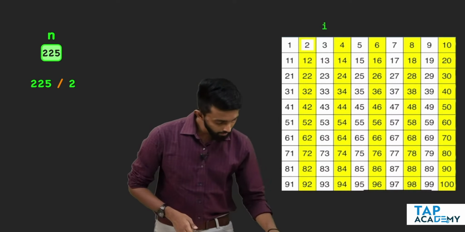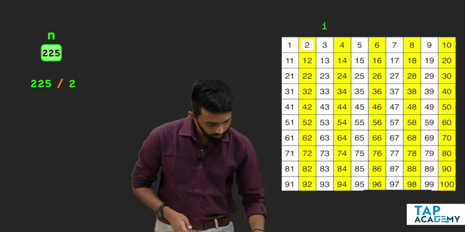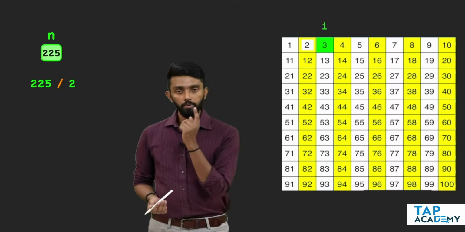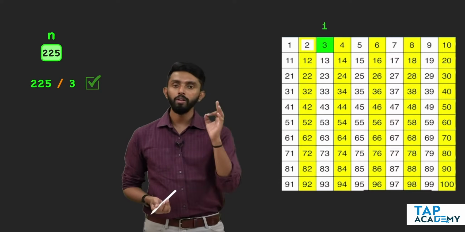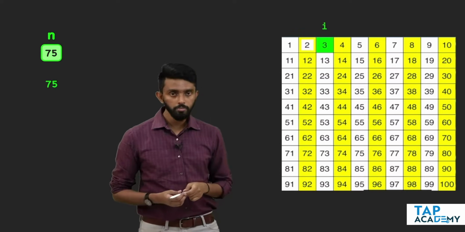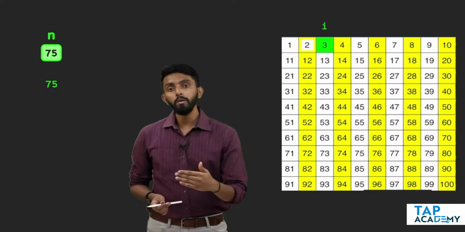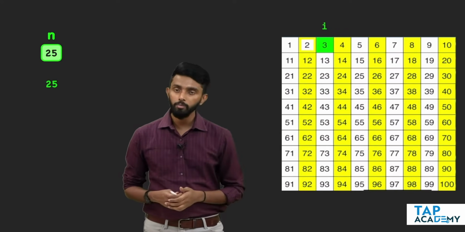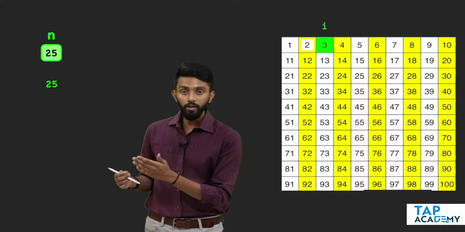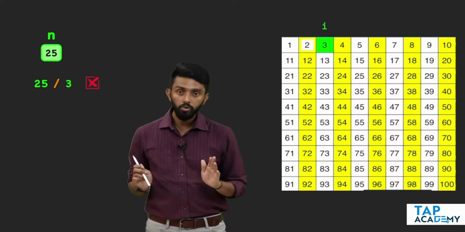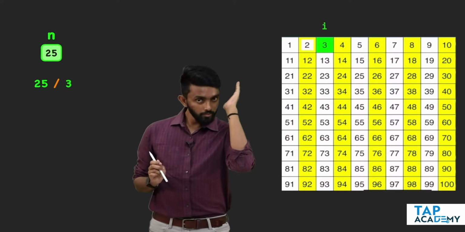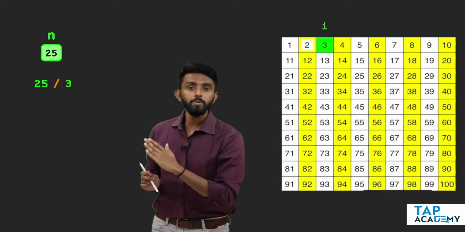Now i reaches 3. I'm just marking 3. So 225 can be divided by 3 once. You will get 75. n value gets updated. 75 can be again divided by 3. You will get 25. n value is updated. It becomes 25. Now 25 cannot be divided by 3. So you will stop, right? Now tell me, you divided the value of n by 3 as many times as possible.